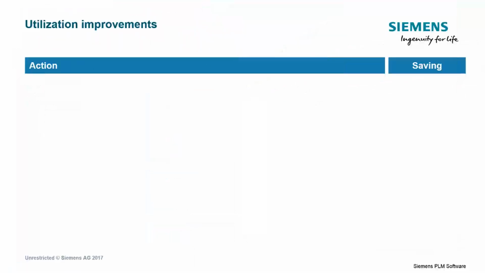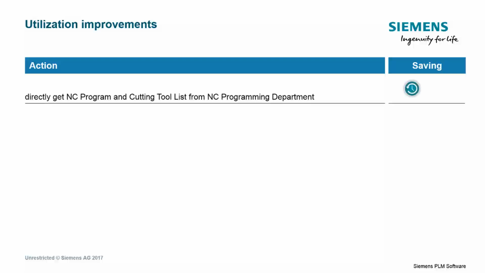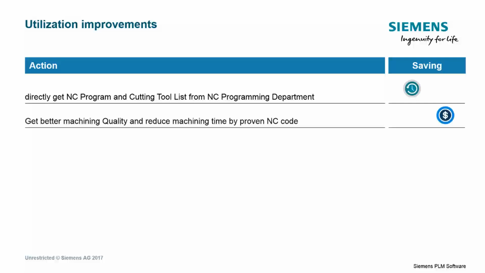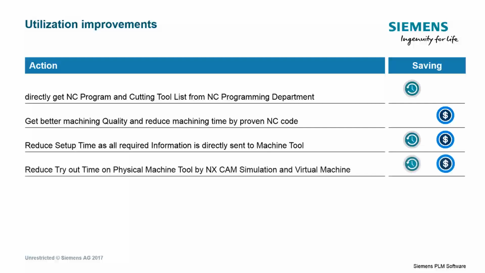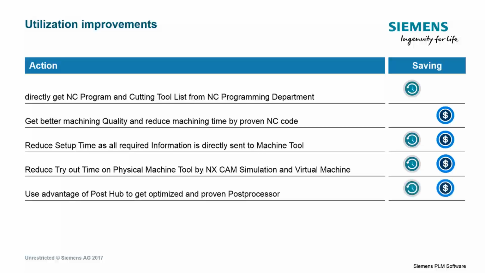To sum up the utilization improvements in the shop floor department: Directly get NC program and cutting tool list from NC programming department. Get better machining quality and reduce machining time by proven NC code. Reduce setup time as all required information is directly sent to machine tool. Reduce tryout time on physical machine tool by NXCAM simulation and virtual machine. Use advantage of PostHub to get optimized and proven post processor.